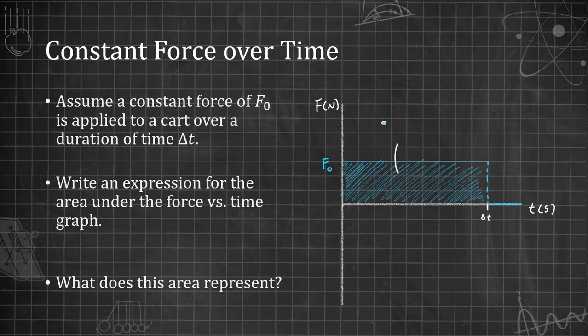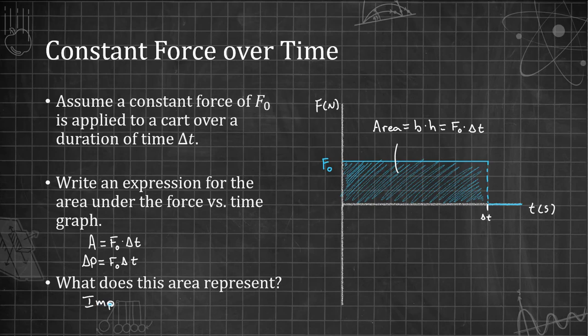So the area of a rectangle is going to just be base times height. So we'll have our base of delta t and our height of F naught, and it doesn't matter which way we organize those since it is a product. So we can say that the area is F naught multiplied by delta t. And from our previous learning, we know that if we have a force multiplied by a time duration, that's actually equal to the change in momentum of an object.